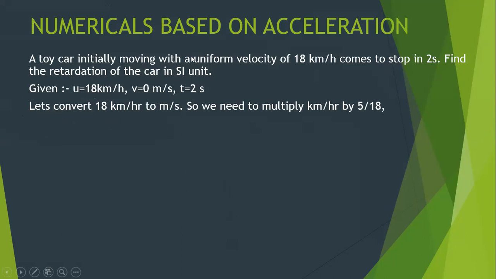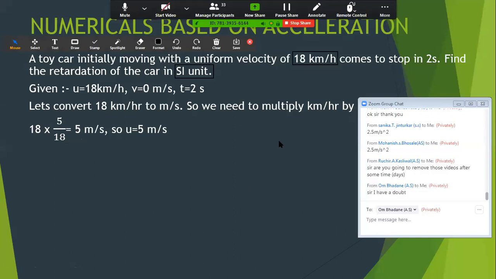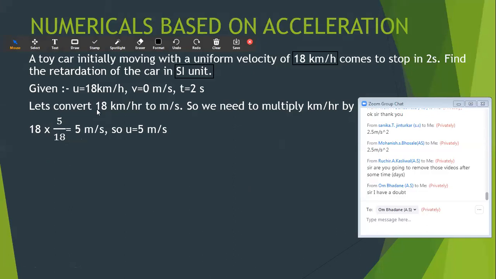If you want to convert that, then we have to multiply kilometer per hour by 5 by 18. You have to multiply kilometer per hour by 5 by 18. So if you do that, then you will get the answer in meter per second. Copy this. So let's convert 18 kilometer per hour to meter per second.